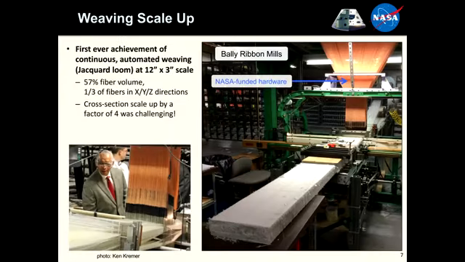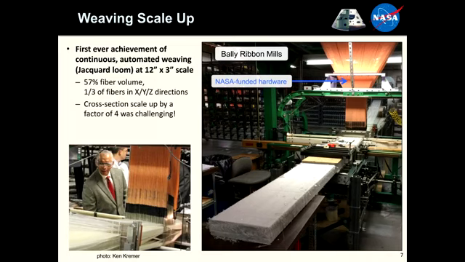All right, so weaving scale-up was really a big challenge for us. And we believe this to be the first ever achievement of a continuously woven, automated jacquard loom weave of this type at this scale. So 12 inches by 3 inches is the weaving cross-section. That would be this part down here as it comes out of the loom. The loom is way back here. This is the loom harness, which NASA funded. Our weaving partner for this is Bally Ribbon Mills in Pennsylvania. So they have all the hardware residing there still and produce these parts for Orion now.